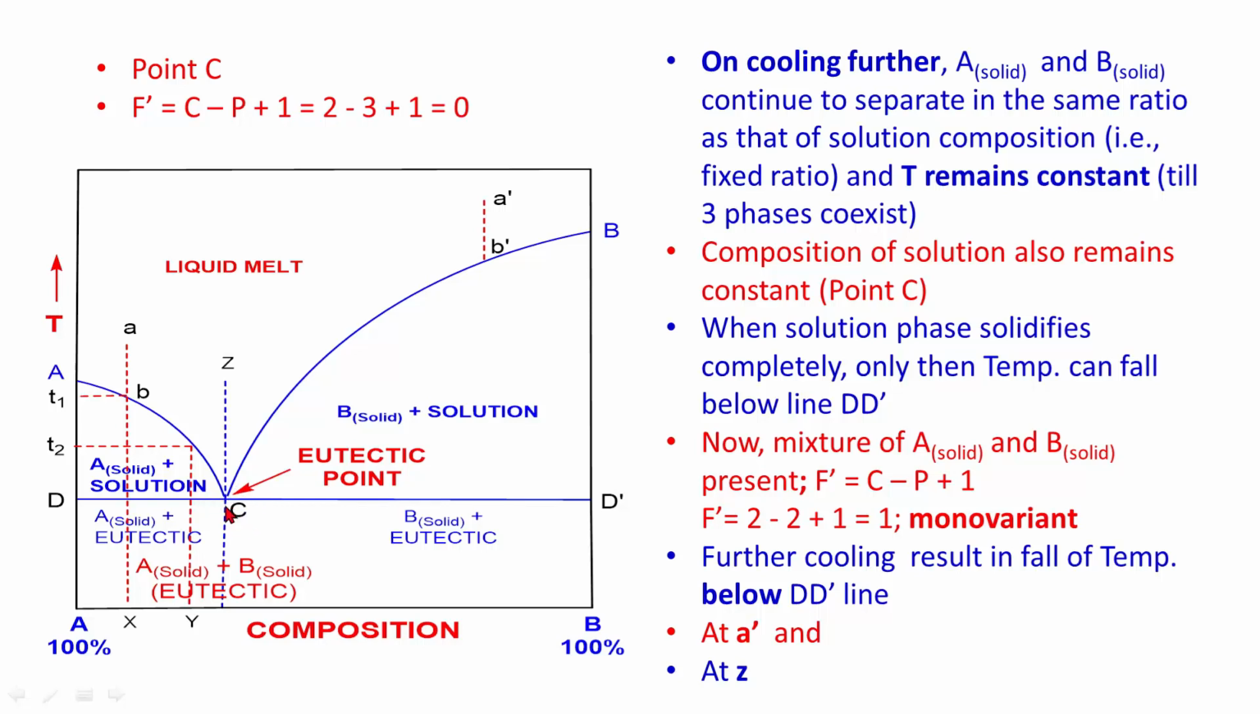till three phases are in contact. When the whole of the melt crystallizes, then we will have two phases. Then only can the temperature of the system fall below line D dash.